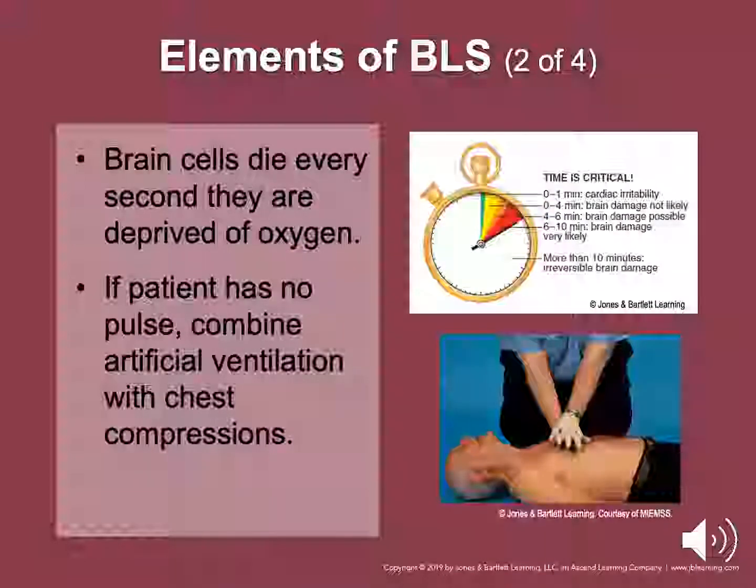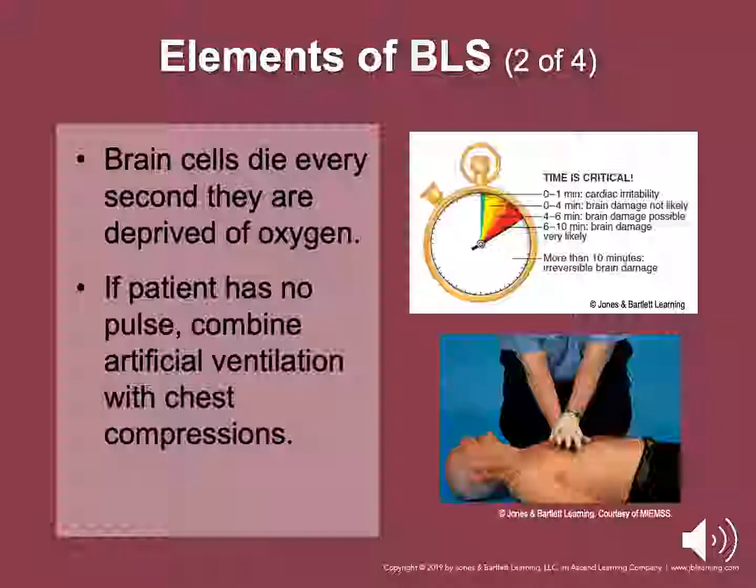All right, brain cells die every second that they are deprived of oxygen. Permanent brain damage is possible after only 4 to 6 minutes without oxygen. So if the patient is not breathing adequately or at all, you may restore normal breathing simply by opening the airway. I always try to use that approach.